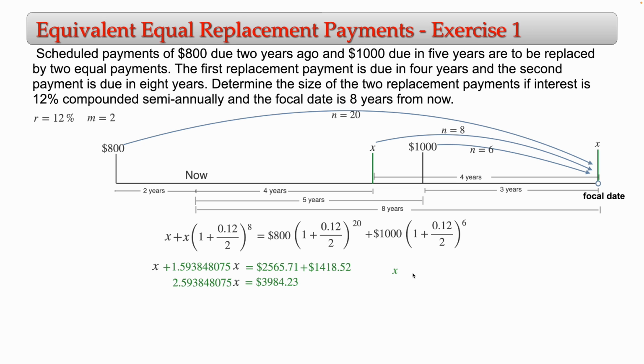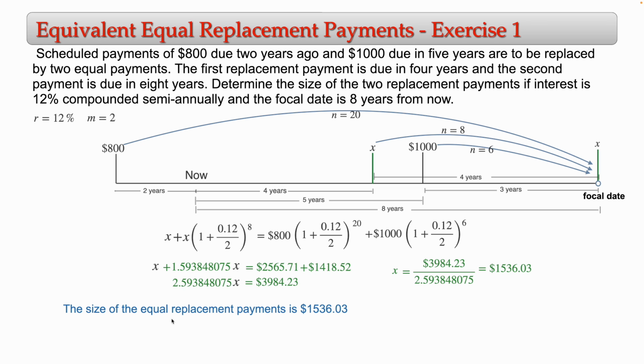So it will be x equal 3984.23 divided by 2.593848075. If you do this, you get the answer of x. You will know what will be the value, the equivalent value. So it will be equal to 1536.03. And this is the equivalent value. So we are completely sure that the size of the equal replacement payment is 1,536.03. That's what you need to do to solve a problem like this.